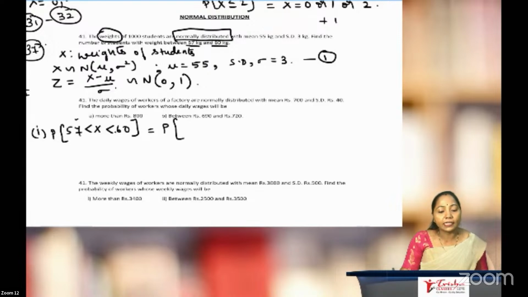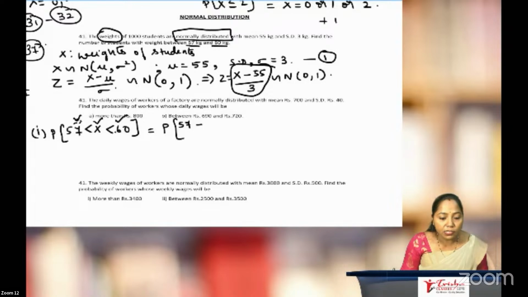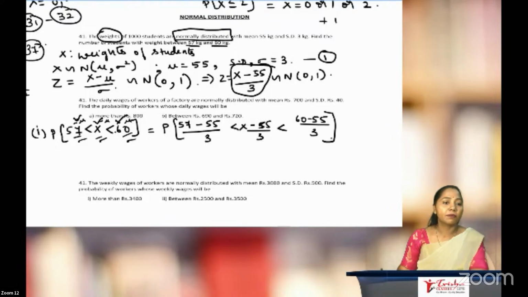Now you have to standardize. Here we can write Z is equal to x minus mu, where mu is given as 55, divided by sigma, which is given as 3. This follows normal 0, 1, the standard normal distribution. Now you should standardize the values given to you. So 57 minus mu by sigma, 57 minus 55 by 3, less than Z, less than 60 minus 55 by 3.